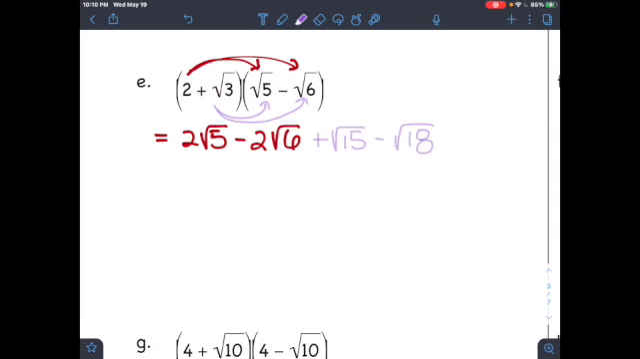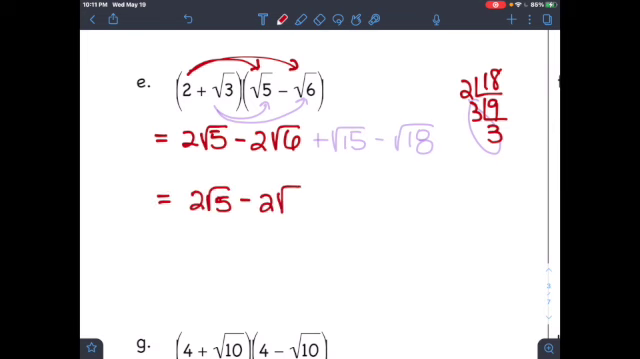Now, if you look at it, 5 cannot break down, 6 cannot break down, 15 is 3 times 5, no pairs. But 18, I can break it down, because the proper rule is we cannot have a perfect square inside a root. So if you break down 18, that's going to be 2, 9, 3, 3. And therefore, a pair of 3s comes out. So to simplify this a little bit better, it's 2 root 5 minus 2 root 6 plus root 15 minus 3 root 2. And because they have nothing else in common, there's my answer.